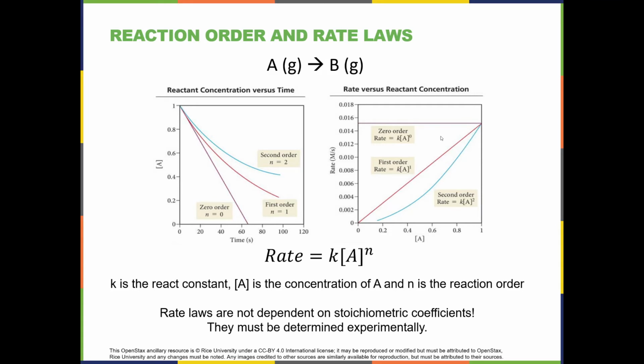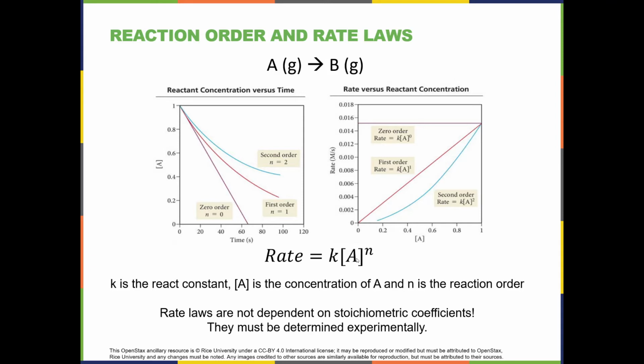Now let's look at it from a different perspective where we have it written as rate laws. Here we have the rate and the concentration of A. Note over here we had the concentration of A and time. These are completely different graphs. So let's look at a zero order. If A is 0.2 molar, this is how fast the reaction goes. If A is 0.6 molar, this is how fast the reaction goes. It doesn't matter what the concentration of A is, the rate goes at the same. The reaction rate is the same.